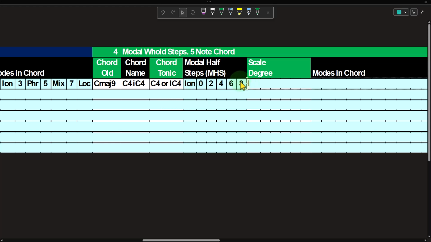So from a proper distance terminology, we would say, how do you build it? You start on the node you're on, then you go up 2 modal half steps, 1 modal whole step, another 2 modal half steps, another 2 modal half steps, another 2 modal half steps. That would give us the 0, 2, 4, 6, 8.